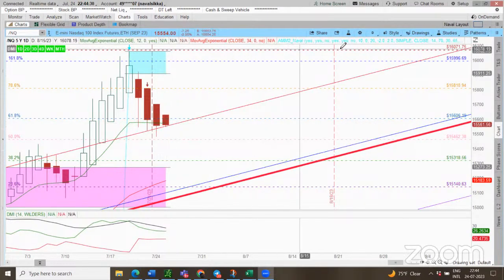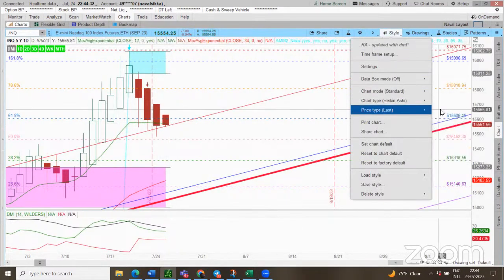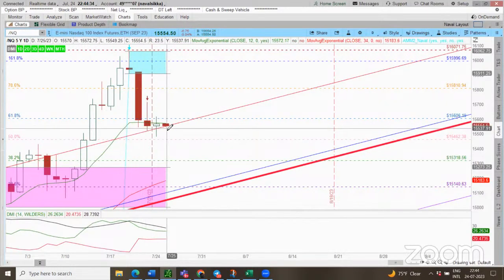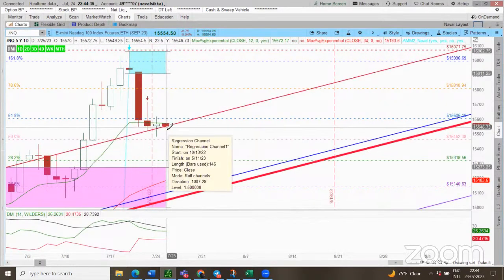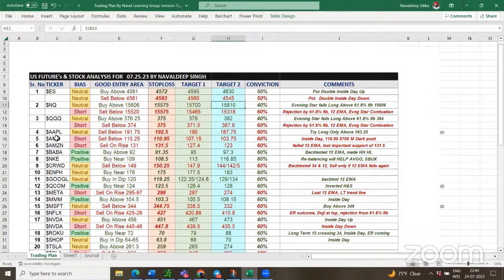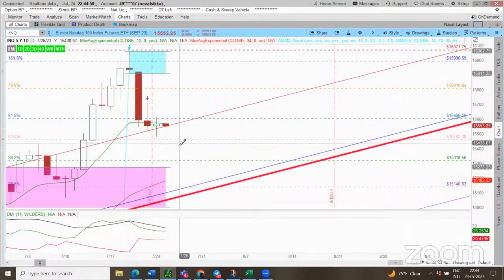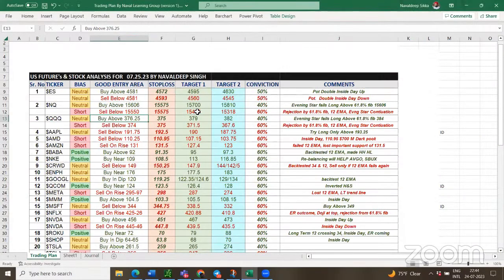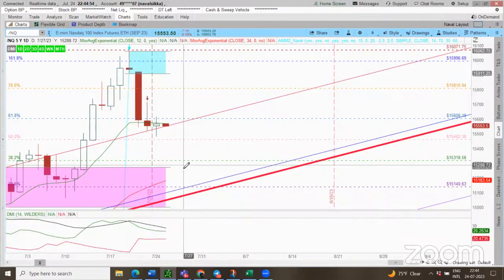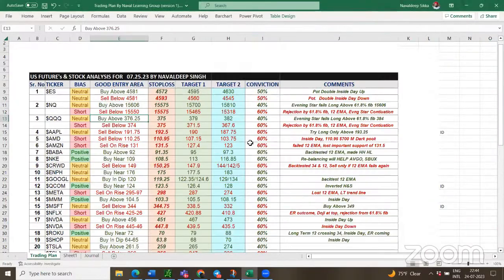Now, where we want to sell this, we want to sell below the red line, where we are, around 15,550. So NQ is short 15,550. Stop loss is 15,575, which is our 12 EMA. Target 15,465, then 15,318. Now, tomorrow we have Microsoft and Google's numbers. They may have a substantial impact.